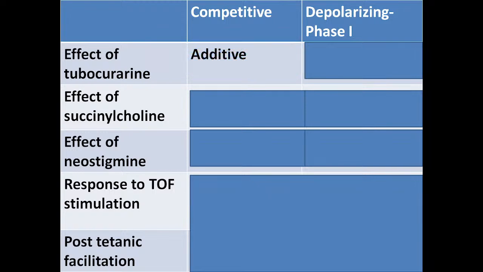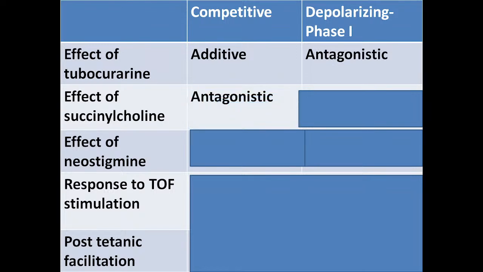What if we added it to the depolarizing blocker? Can we mix two of them for additive effects? No. That will actually be antagonistic, because the competitive one will compete with succinylcholine to bind at the neuromuscular junction, or at the NM receptor. So there is going to be antagonism. And similarly, vice versa. If we are giving succinylcholine and adding it to a competitive blocker, there is going to be antagonism. But if we are adding it to a depolarizing blocker, there is going to be additive action.